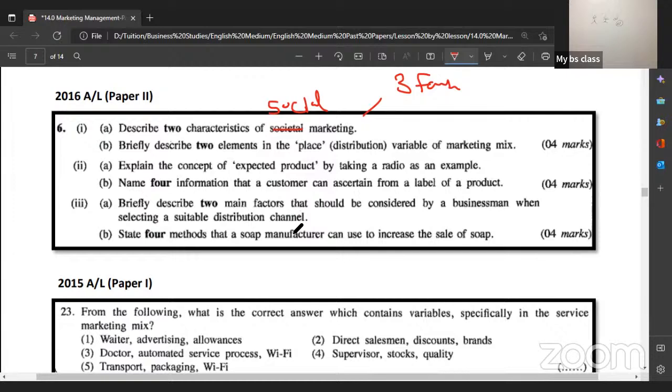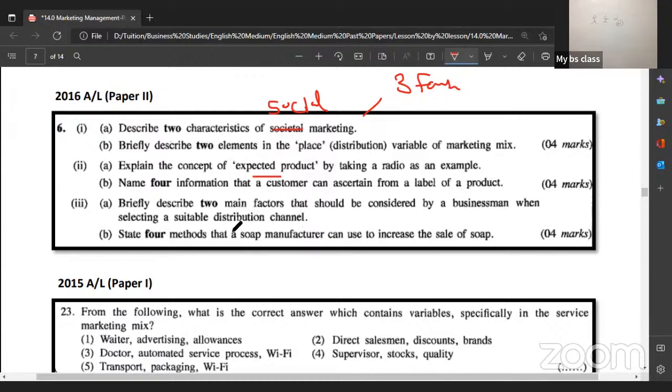Can you please write that? So it's about the quality. It's what the customer expects: clear sound, properly changing the channels, right? Quality, durability. So all you expect as a customer. The customer is purchasing a radio, what he expects. That's the expected product.